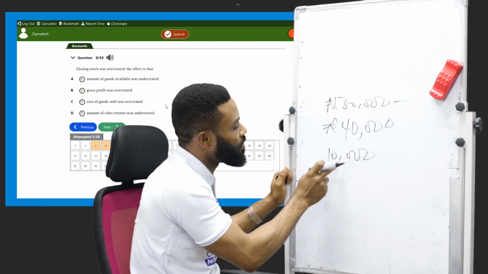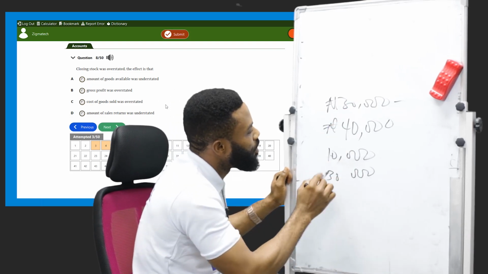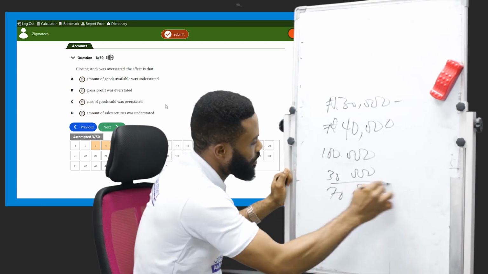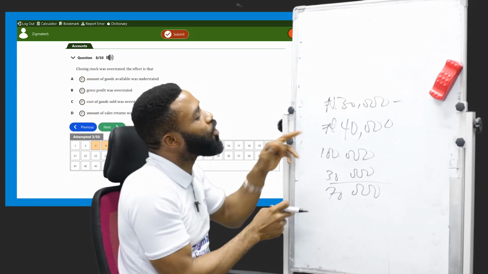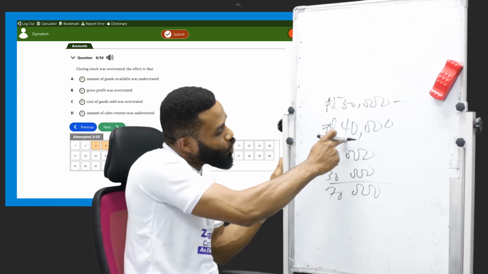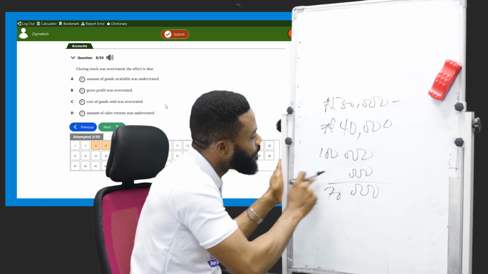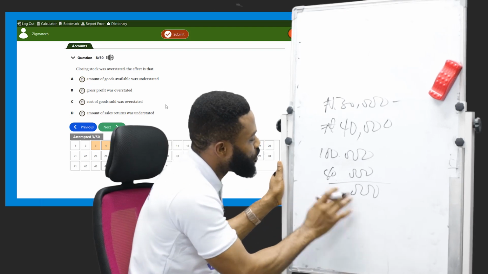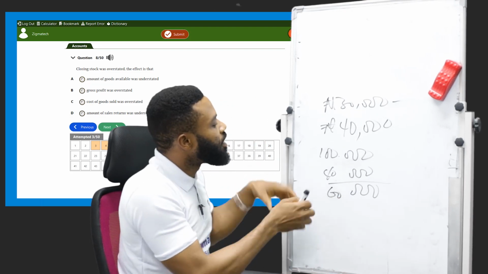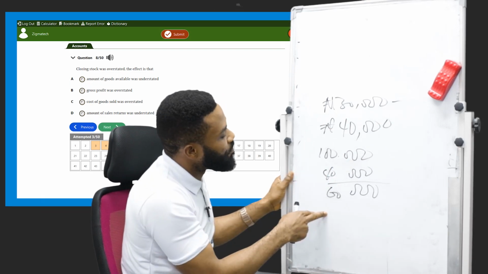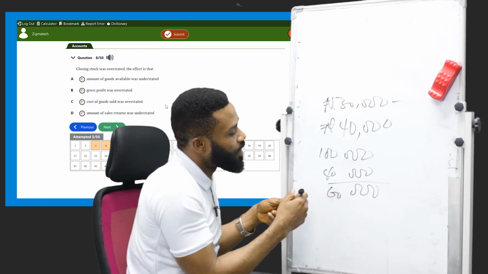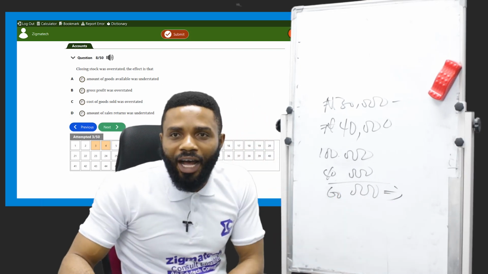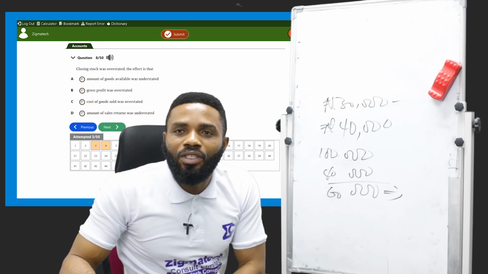If you subtract 30,000 from 100,000, you will have 70,000. This is when it is 30,000. But because they overstated it, now it's going to be 40. If you change this to 40, that means your gross profit here is now going to be 60. So when closing stock is overstated, then gross profit will be understated. Where are we? Closing stock is what?